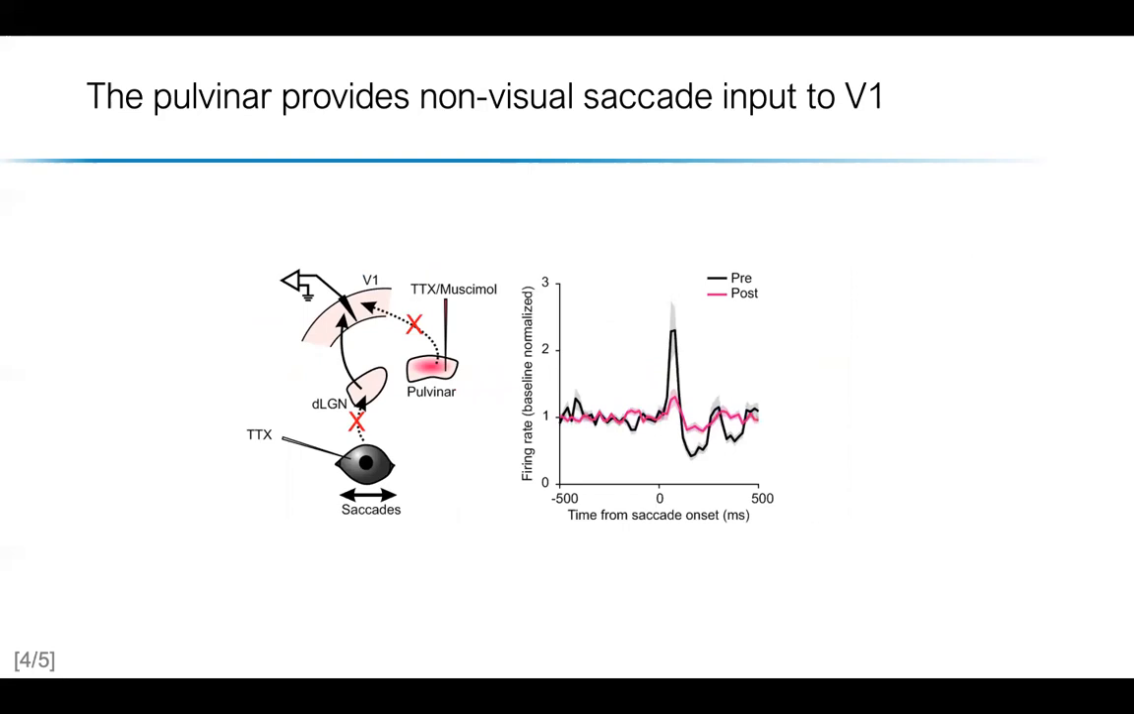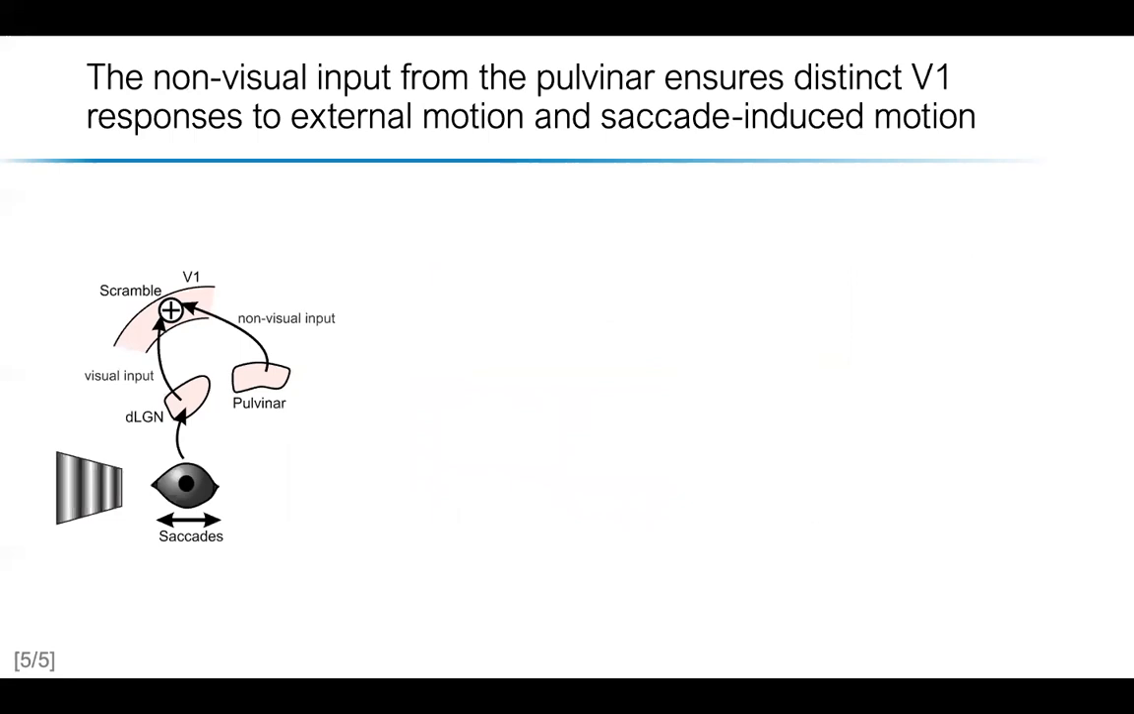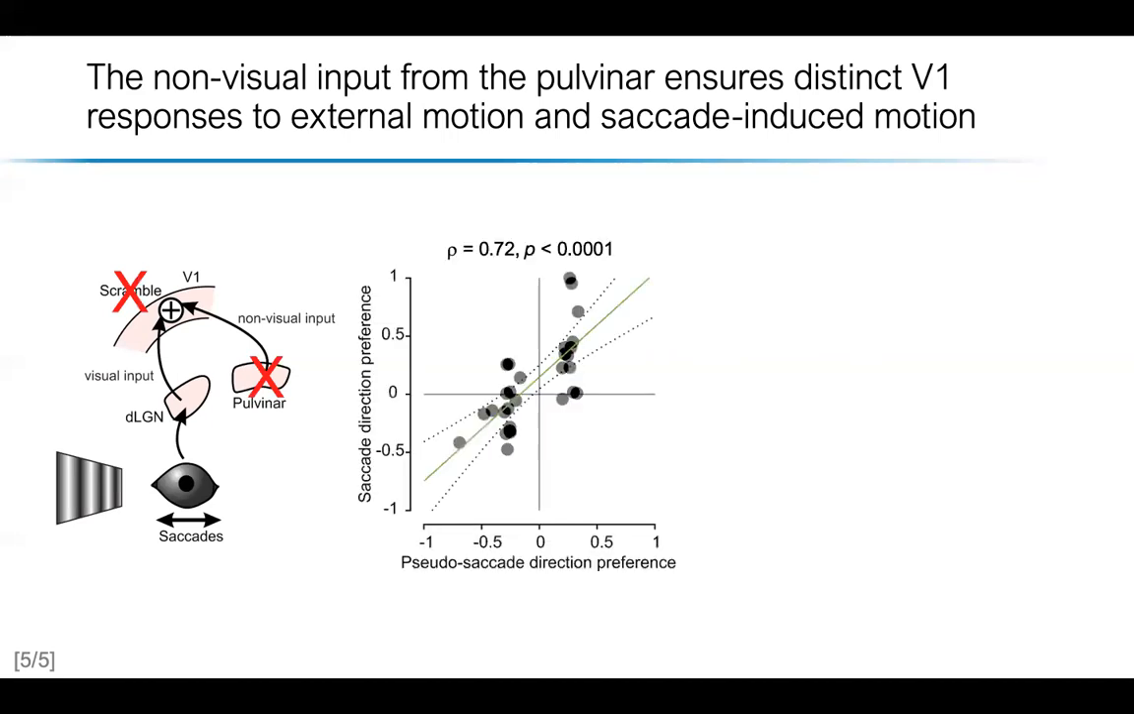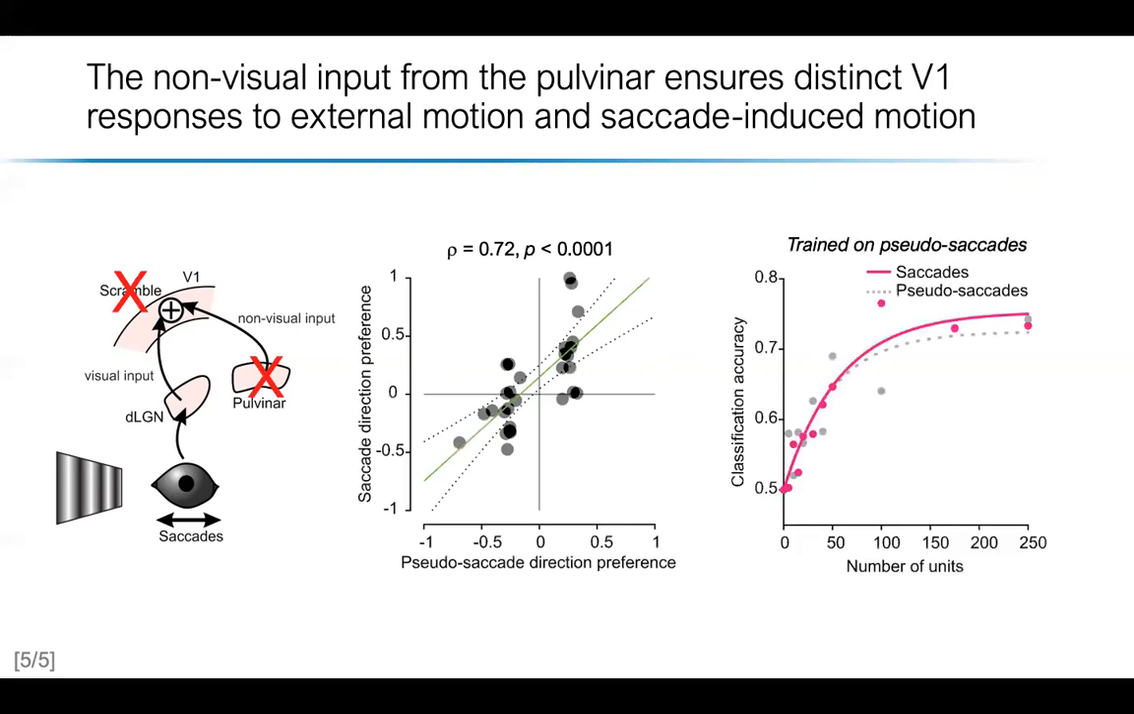So is this non-visual input from the pulvinar the cause of the scrambling of direction selectivity? Well, if this were the case, then by silencing the pulvinar during saccades in otherwise unmanipulated animals, that is non-blinded animals, we should be able to eliminate the scrambling since all that's left in V1 during saccades should be the visual input. In other words, now the direction selectivity during saccades and pseudosaccades should correlate. And indeed, that's what we see. Furthermore, consistent with this result, the linear classifier trained on the response to pseudosaccades was now able to decode the direction of motion on the retina, regardless of whether it was caused by saccades or pseudosaccades.